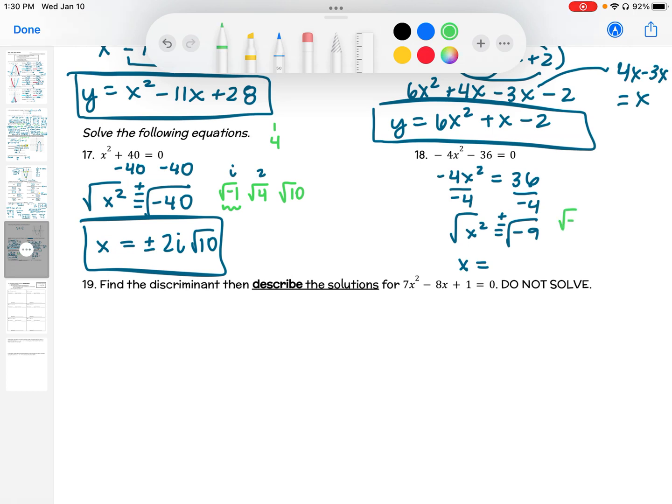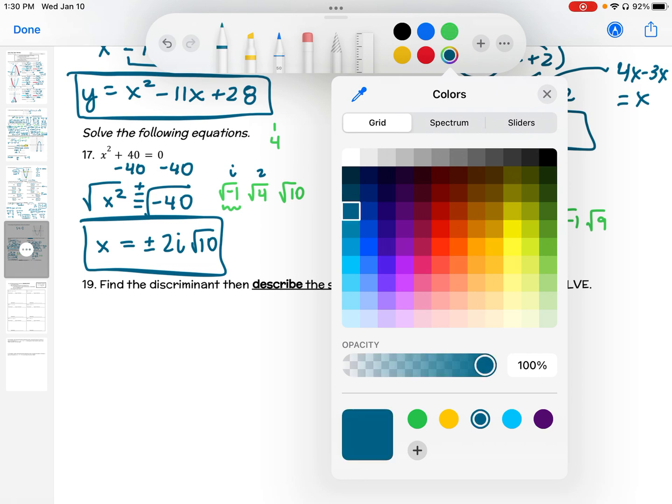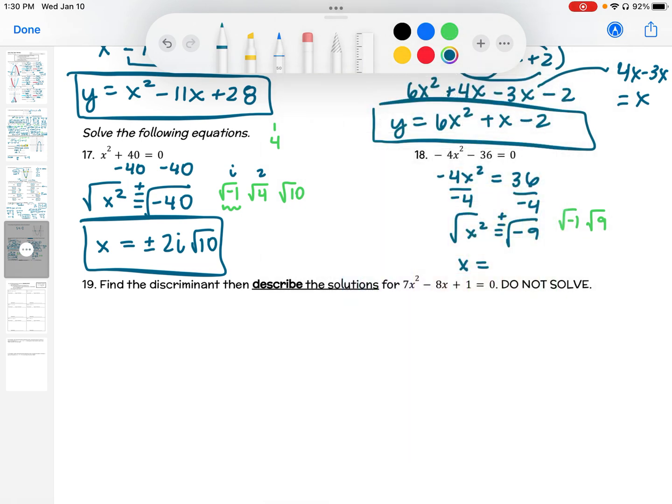So the square root of negative 1, and then the square root of 9 is a perfect square, so we don't really have to do much work for this, especially if you know your perfect squares. So we have plus or minus, square root of negative 1 is i, and square root of 9 is 3. So we'd have 3i. That would be our final answer.